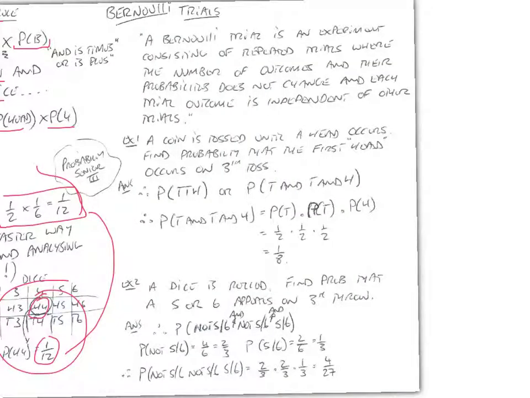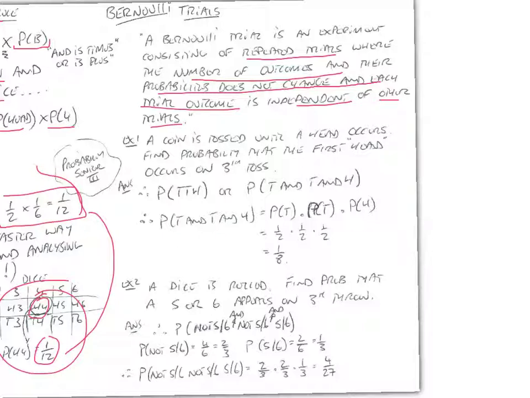And so now we'll talk about Bernoulli trials. A Bernoulli trial is an experiment consisting of repeated trials where the number of outcomes and their probabilities does not change, and each trial outcome is independent of other trials.